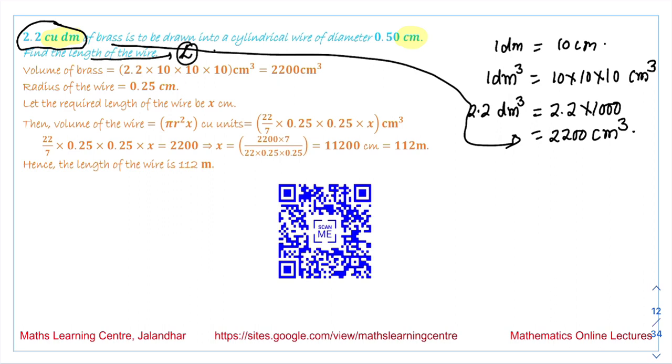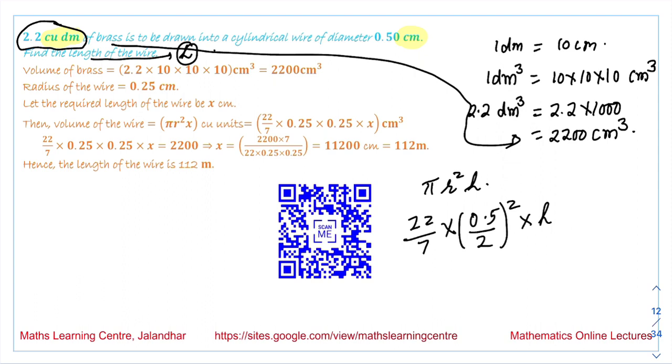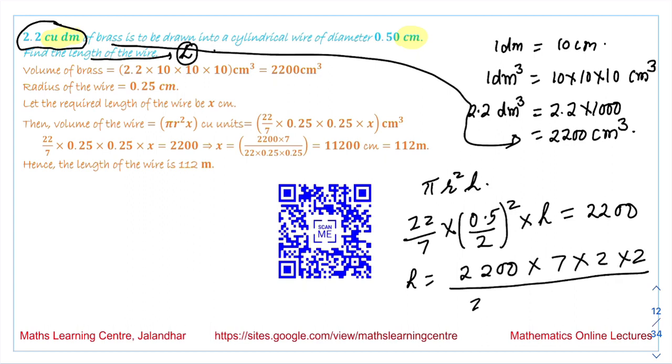Then the volume of the cylinder we know is pi r square h. Pi is 22/7. R is 0.5 by 2, 0.5 is the diameter, so 0.5 by 2 is the radius. Then we have h, we have to calculate, and this value should be equal to 2200. So the value of h is 2200 into 7 into 2 into 2 over 22 into 0.5 into 0.5. This 22 gets cancelled over here. We are left with 100.